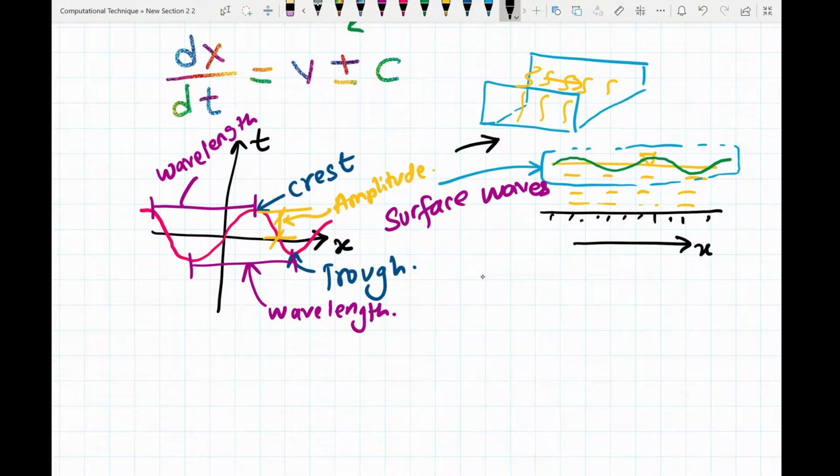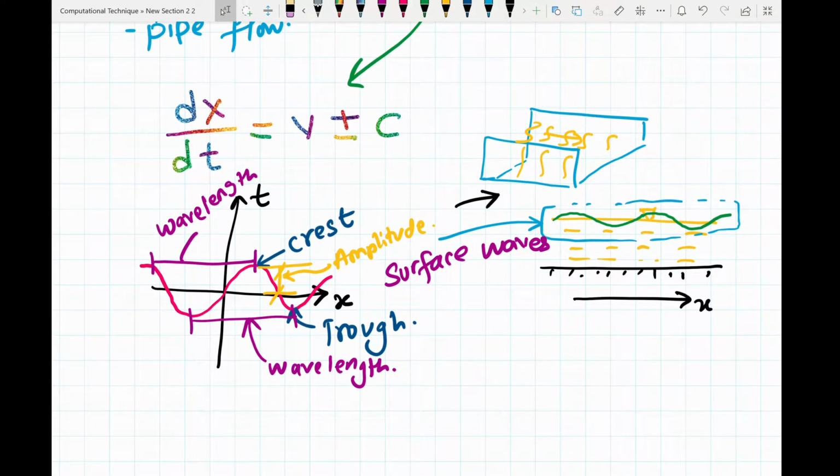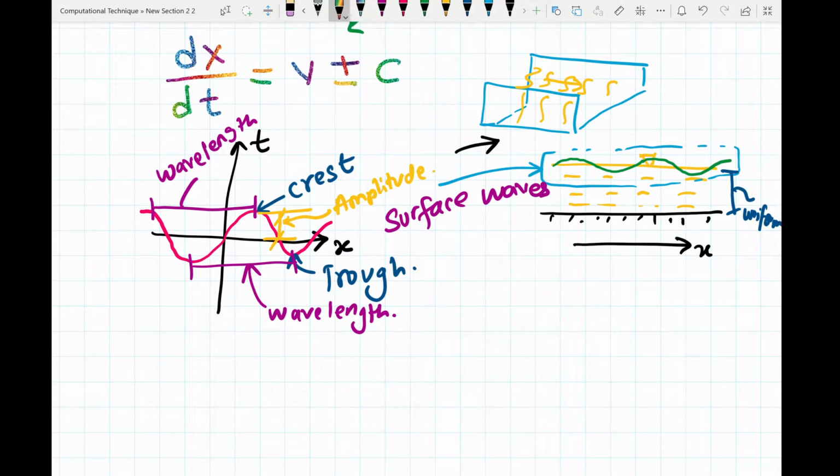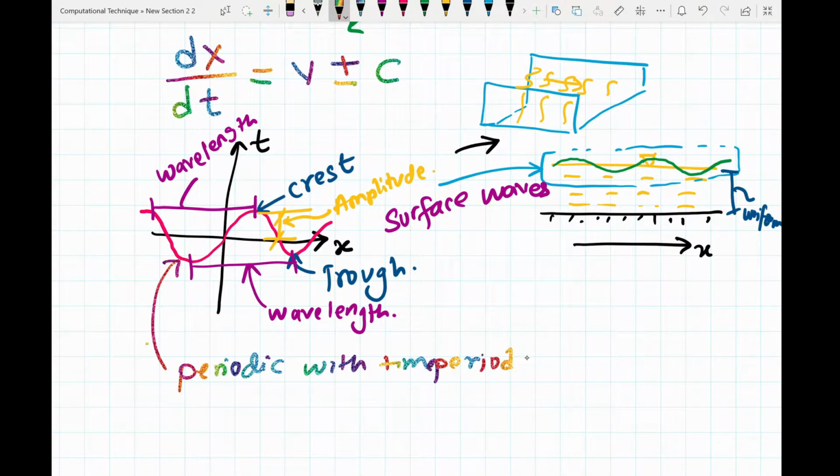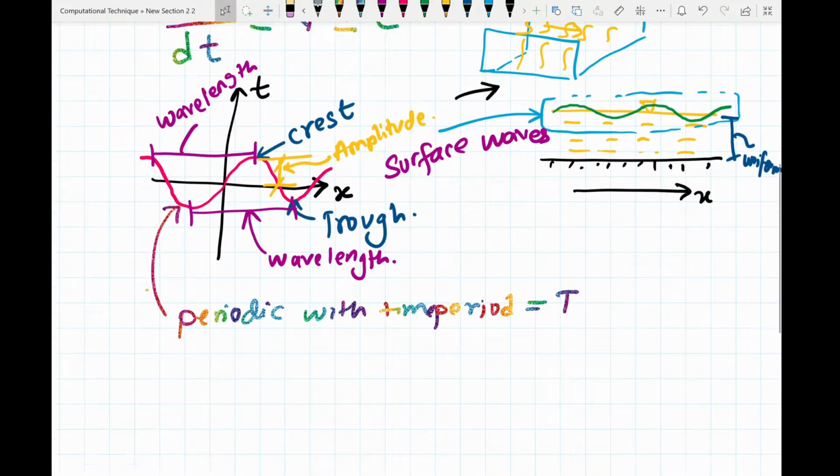Generally, what you assume here is that your depth of the water, which is this part here, stays uniform, and this wave is periodic with time period equals T, such as in a sine wave, and the amplitude of the wave is very small as compared to your wavelength.